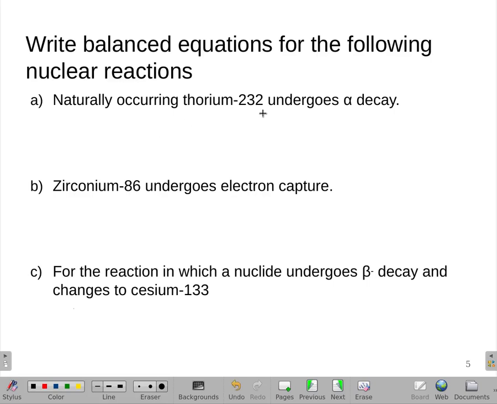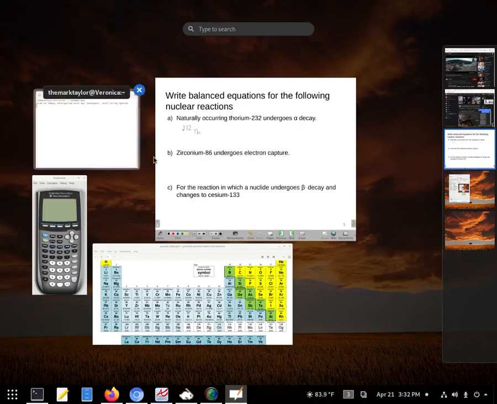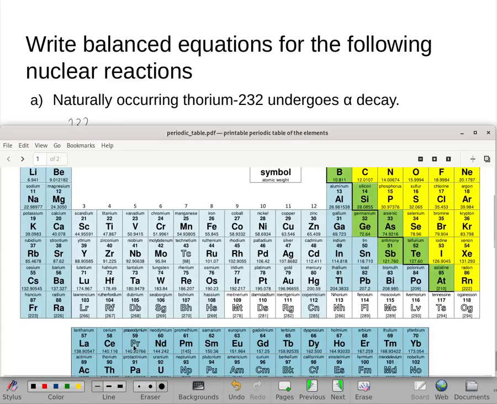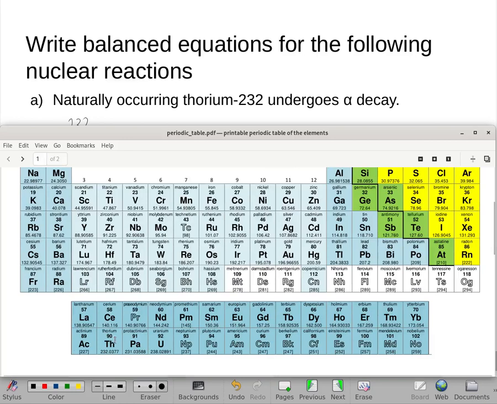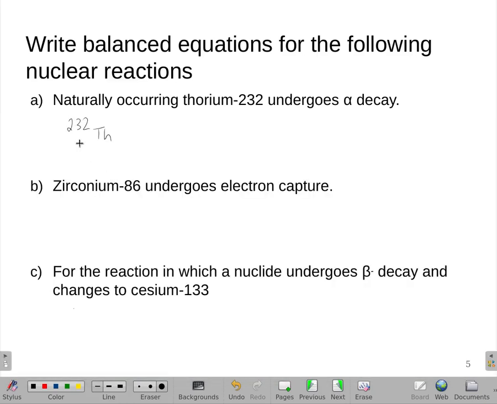So if I wanted to show thorium-232 going through alpha decay, I really do just start out by writing 232 thorium, and I get the atomic number right off the periodic table. Thorium's down here, number 90. And I would show, since this is alpha decay, it makes an alpha particle. And then we just do math. 232 minus 4 is 228. 90 minus 2 is 88. And if we go back to the periodic table, we'll see that 88 is radium. Oop, I forgot my plus right there.